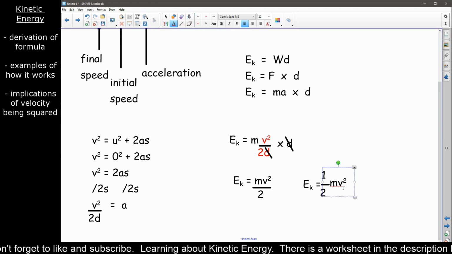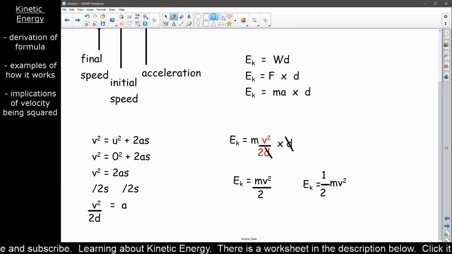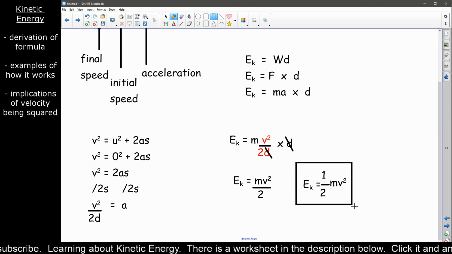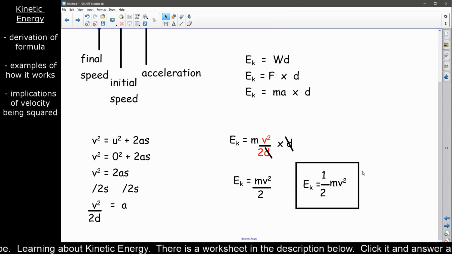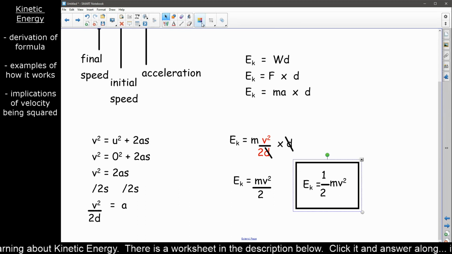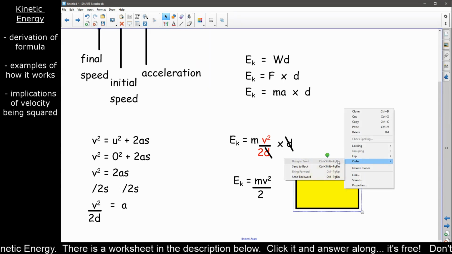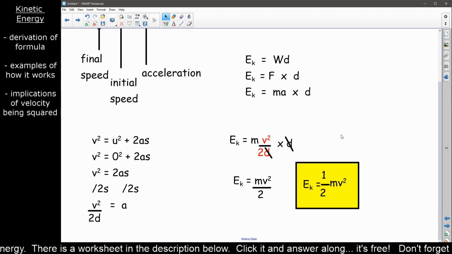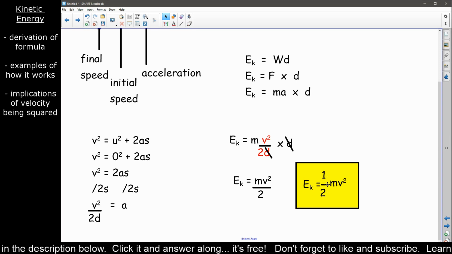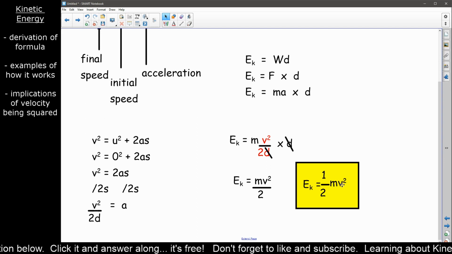mv squared. Okay, you will never ever be asked to derive this equation, but I don't like just presenting you with stuff as if it's some form of inalienable fact that you just have to accept. This is where it comes from. Okay, so if I highlight that, this is what you need to know. Kinetic energy, Ek, is equal to a half mv squared. That means that the kinetic energy of any object at any given time is equal to a half multiplied by its mass multiplied by its velocity squared.